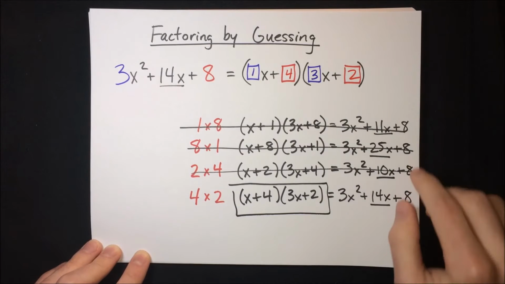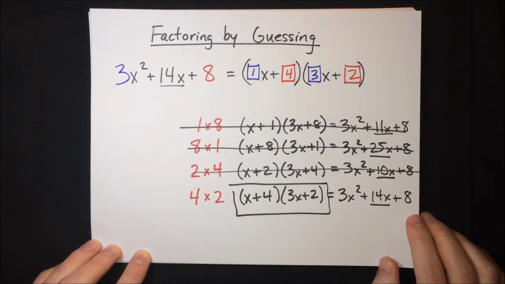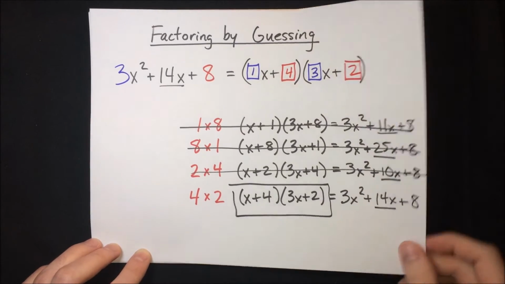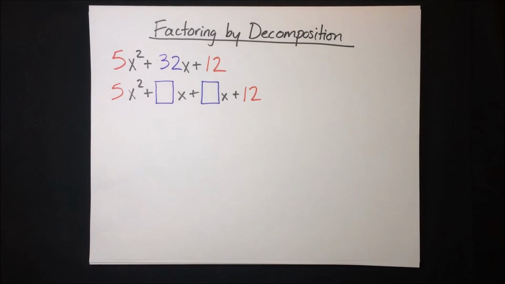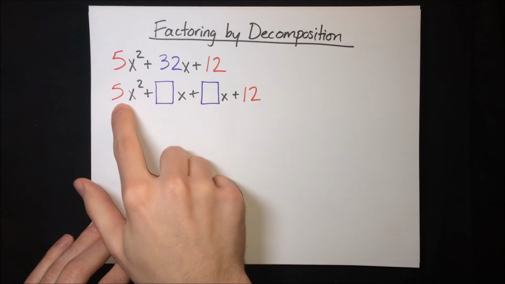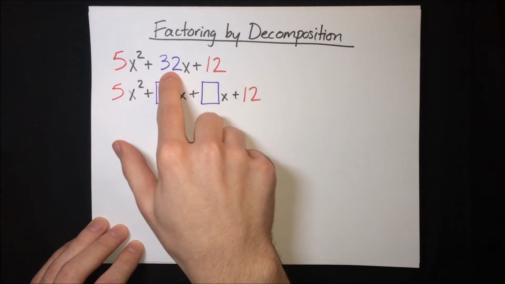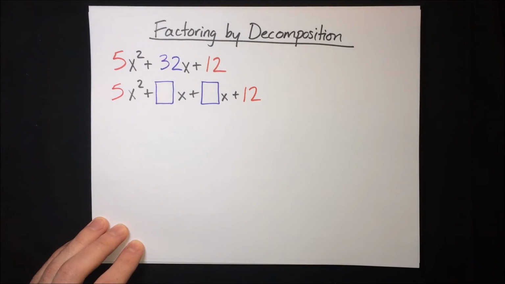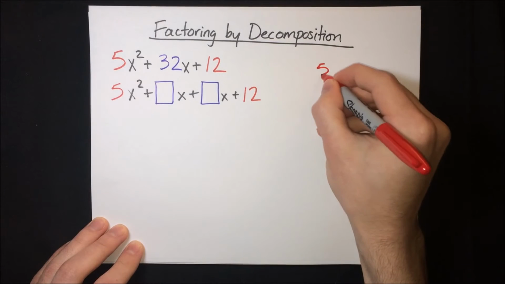This was kind of a pain, listing out all the possibilities and then computing them and seeing which one matches up. There's a smarter method called factoring by decomposition. In factoring by decomposition, our goal is to split up the middle term such that we can factor the resulting expression by grouping. The trick to doing this is that we need two numbers that add to 32, and then they have to also multiply to 5 times 12, which is 60.